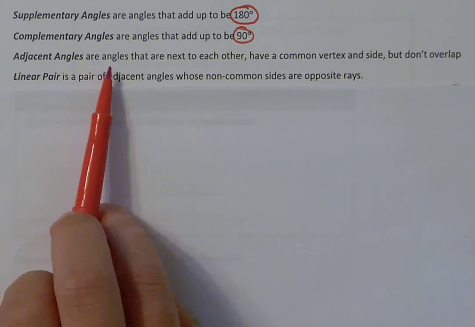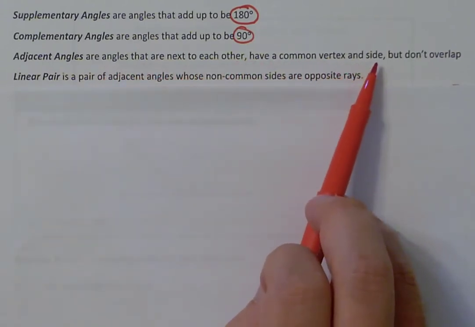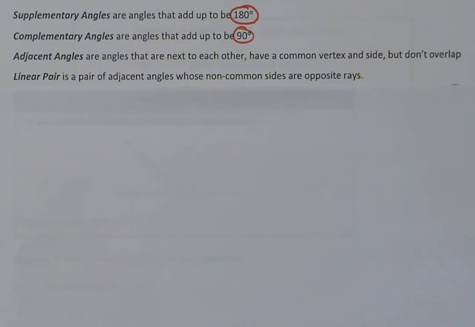Adjacent angles are angles that are next to each other. They have a common vertex and side, but they do not overlap. Okay, I'll highlight an example of an adjacent angle, but they're angles that are next to each other, they share a side, and that's what they are.